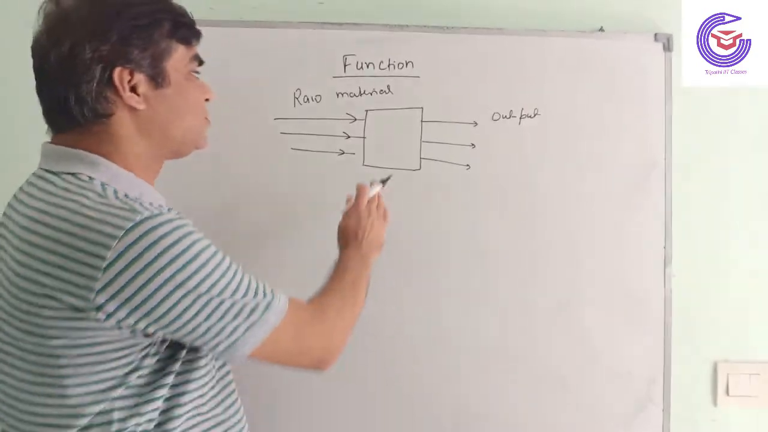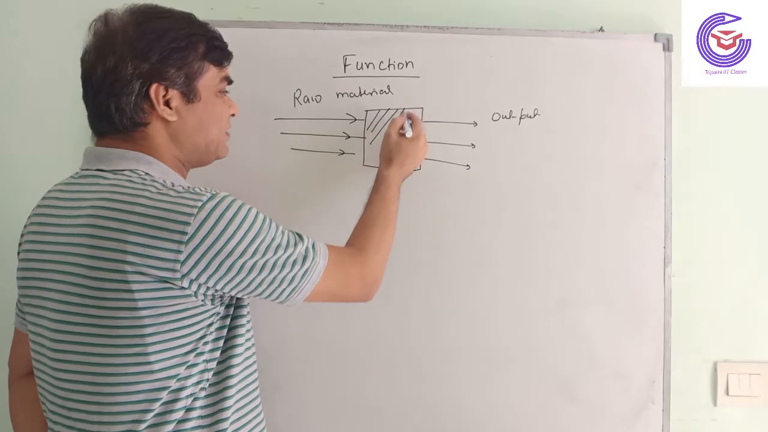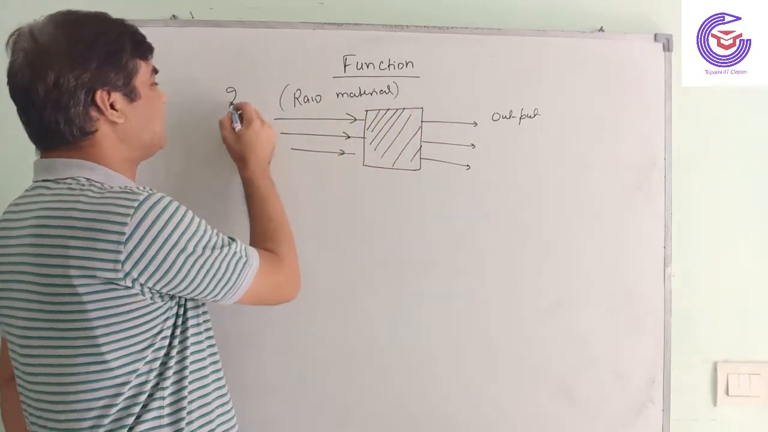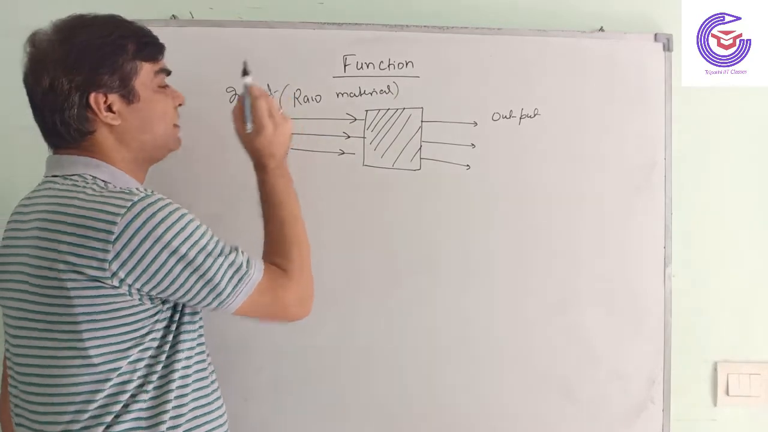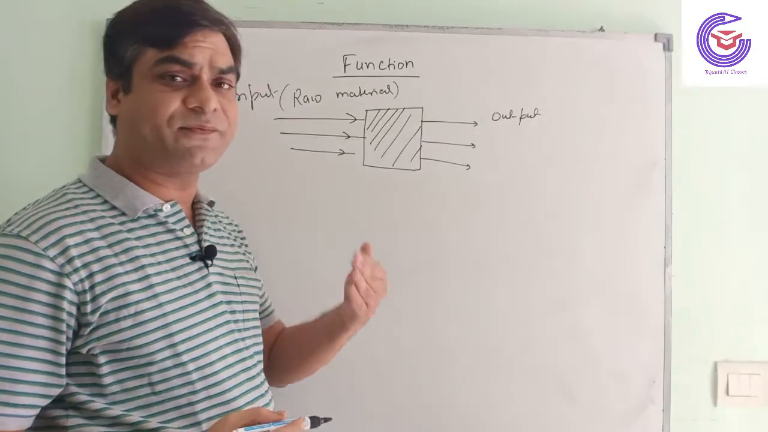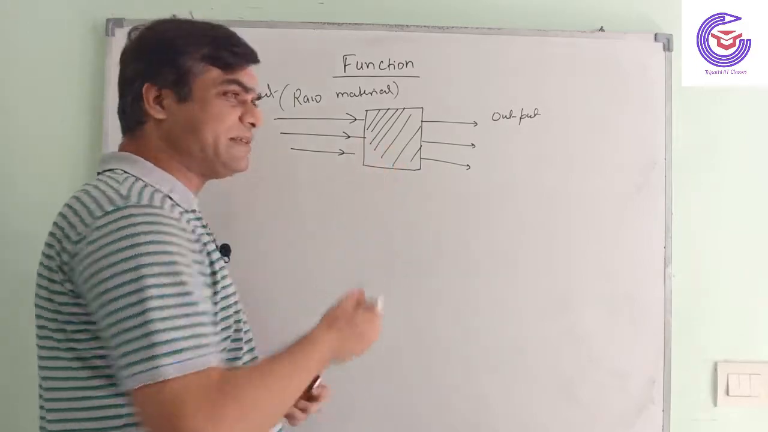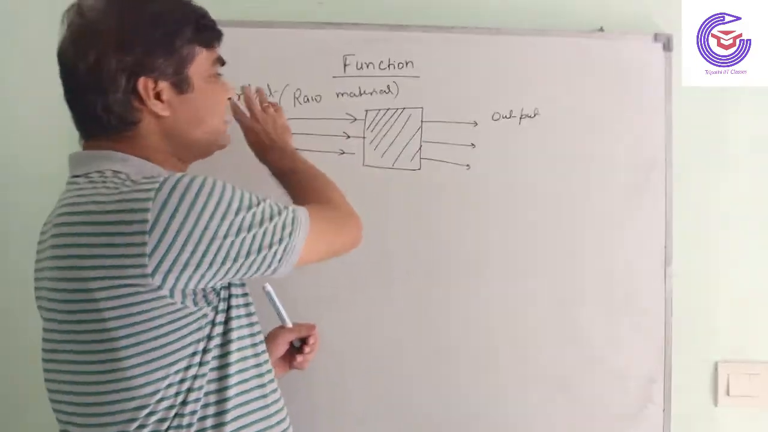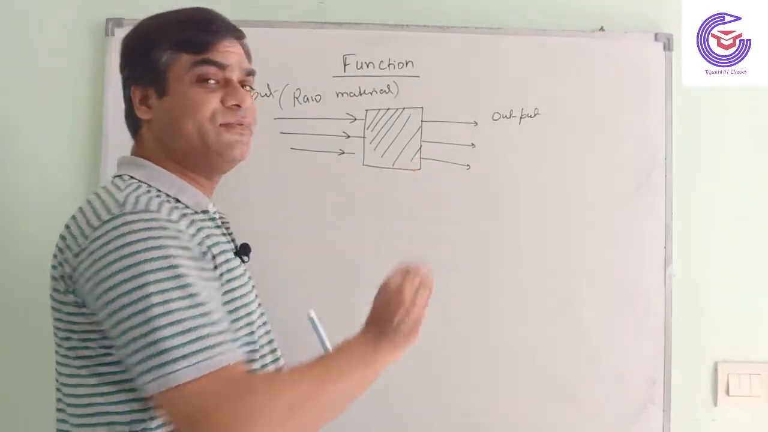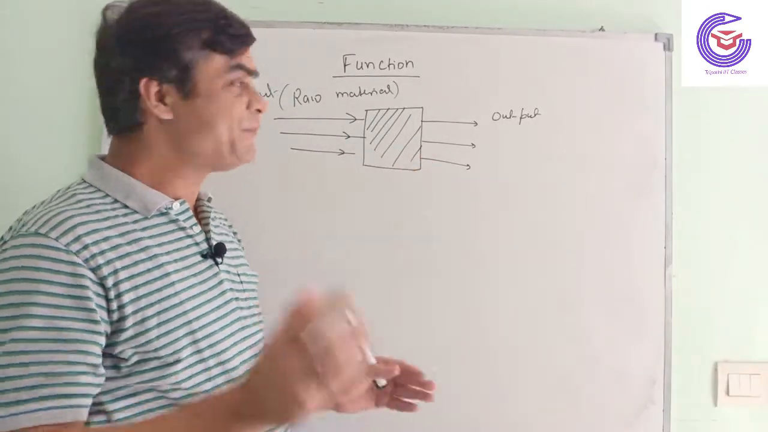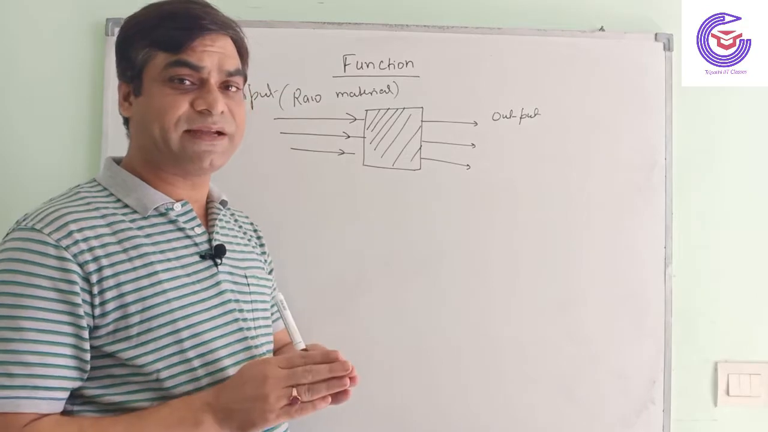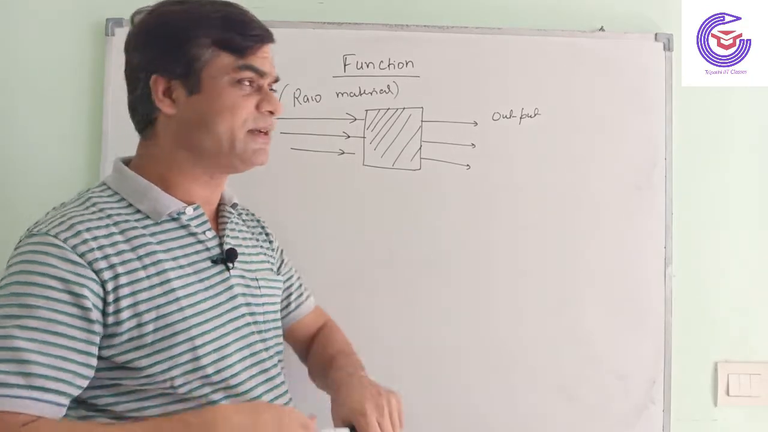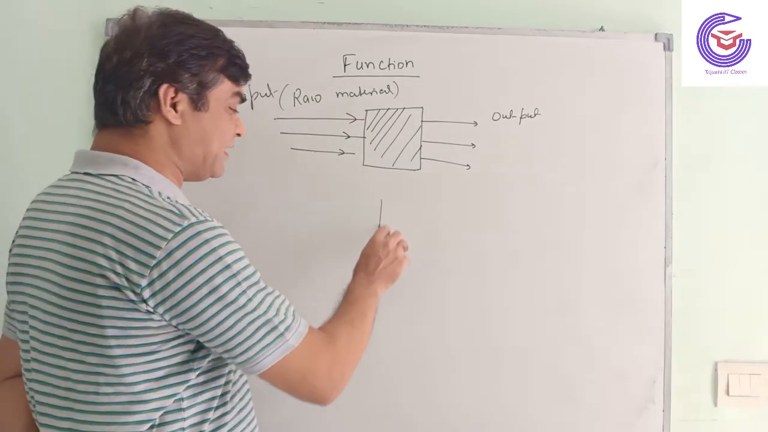So the role of this machine is to take some input as a raw material and then do some kind of work inside the machine. Basically it has some kind of algorithm by which this input passes and then we get output. So this is a simple case of any machine. What happens in mathematics also, the function is in the same way.